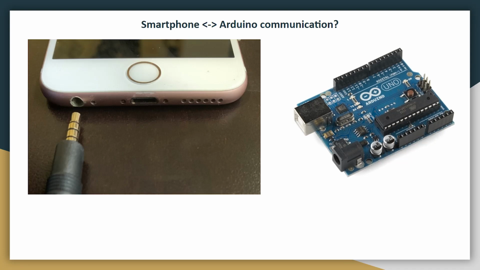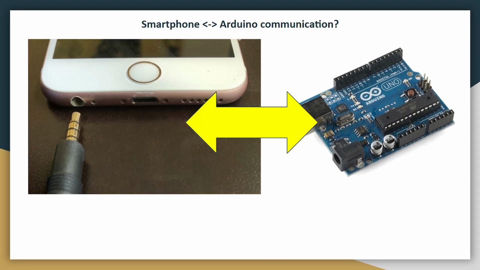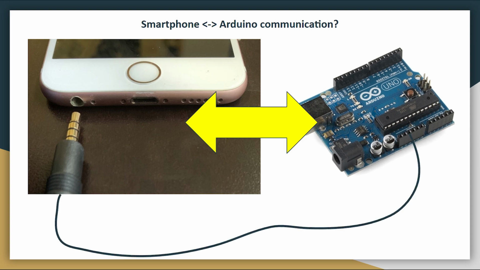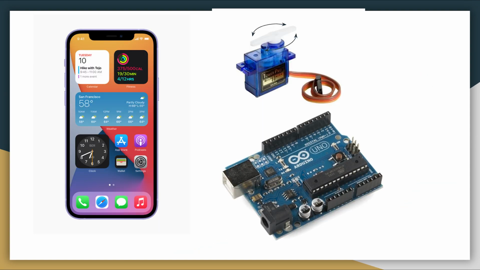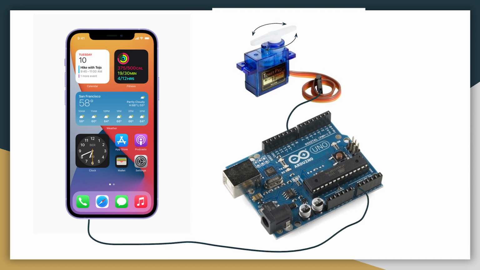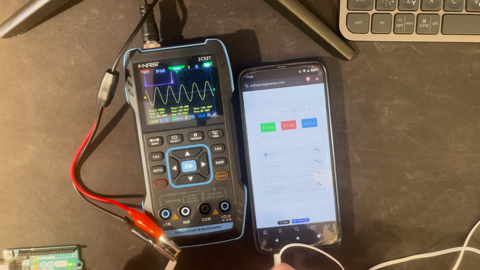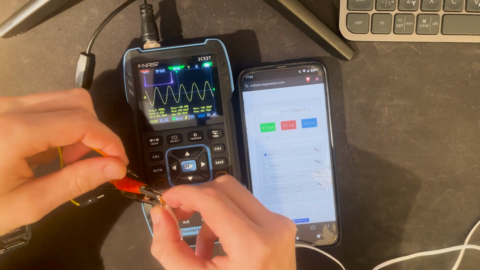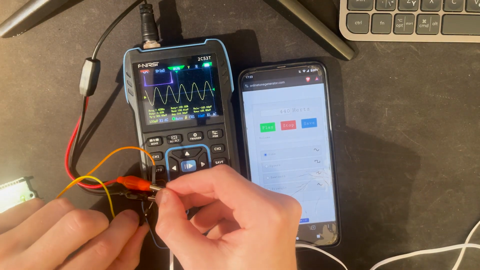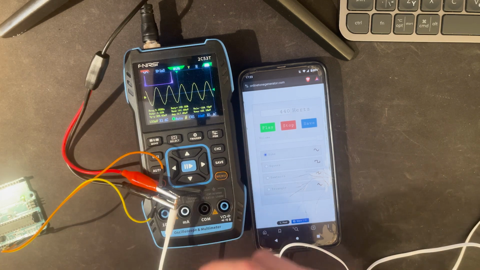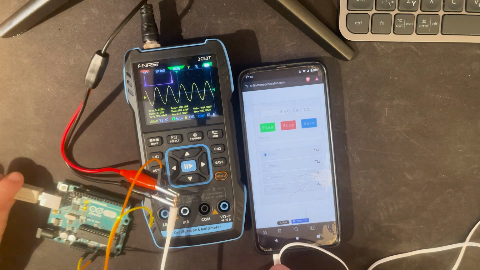Okay, so today I wanted to find out if I could communicate with an Arduino using the 3.5mm jack on my phone. First I grabbed an old servo that I had laying around and connected it to the Arduino on digital pin 9. Then I took a 3.5mm jack adapter and connected one end to my phone and the other to the Arduino on analog pin 0.